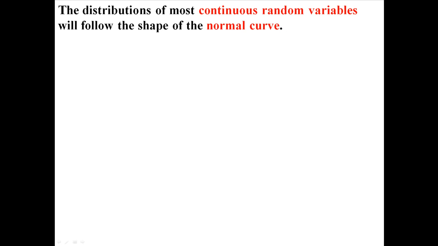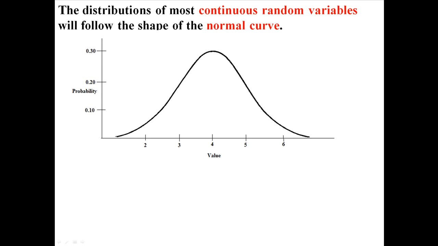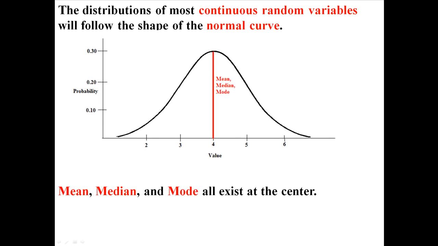The distributions of many or most continuous variables will ideally follow the shape of the normal curve. Now the normal curve looks something like this. I'm going to label it where on the bottom we have values, and then on the y-axis we have the different probabilities associated with those values. I'm just going to make up some numbers here. You can see that 4 has the highest probability, that's in the middle. So those are some values I made up.